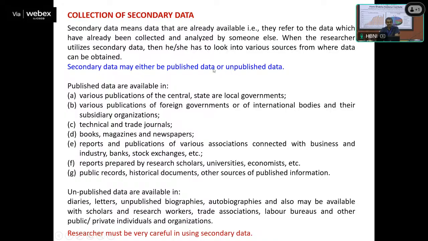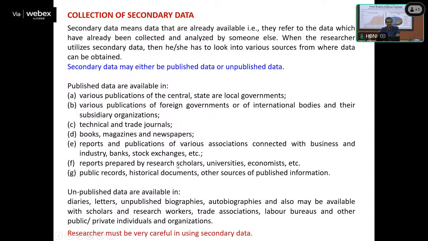Secondary data may either be published data or unpublished data. So both published data or unpublished data can be used. Published data are available in various publications of central, state, or local governments, various publications of foreign governments or of international bodies and their subsidiary organizations, technical and trade journals, books, magazines, newspapers, reports and publications of various associations connected with business and industry, banks, stock exchanges, etc.